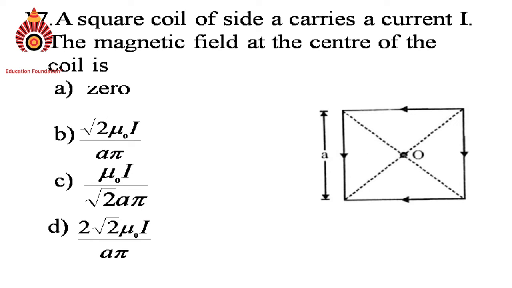A square coil of side A carries a current I. The magnetic field at the center of the coil is?